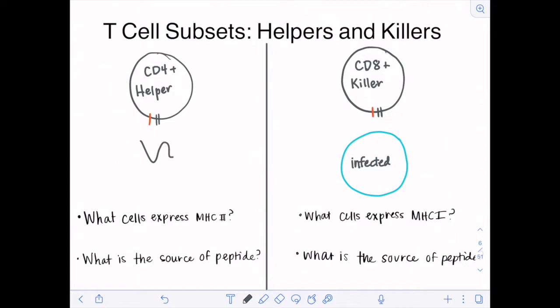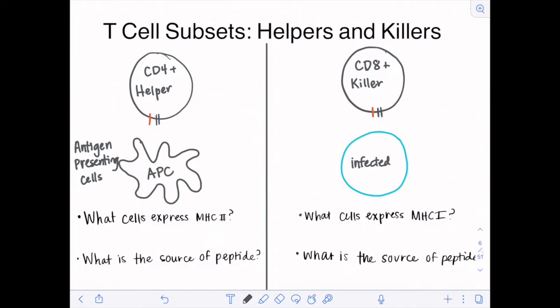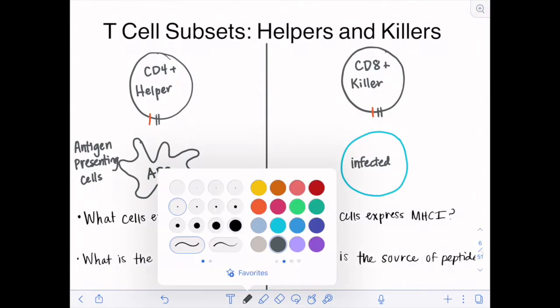Okay, so this is really important to know because CD4s and CD8s interact with different types of cells. Okay, the types of cells that CD4 positive T cells interact with are what we call antigen presenting cells, or APCs. So this means that there has to be a different way that CD4s and CD8s interact with these cells.